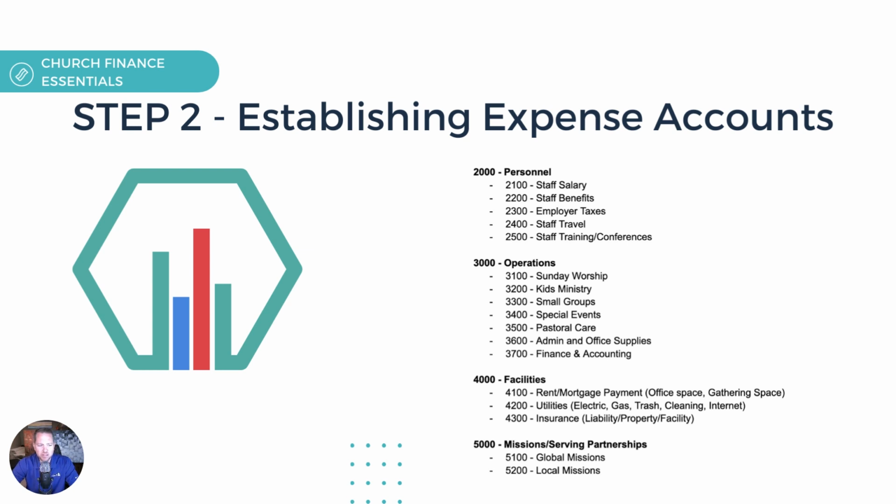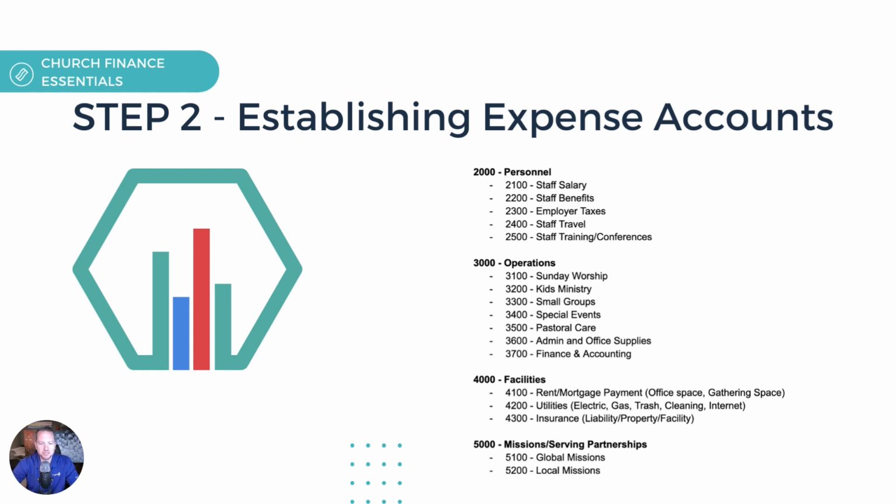I've got a 3,000 operations. And so some of the things you might think through in this category are Sunday worship, kids ministry, small groups, if you do those, special events, Easter bash or a summer Bible club, pastoral care, admin and office supplies, and then finance and accounting. You don't want to forget to set aside money for finance and accounting.